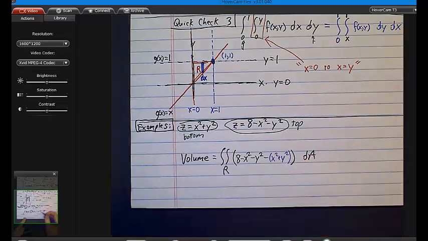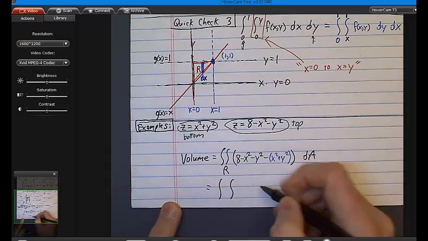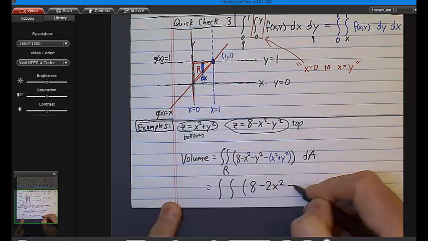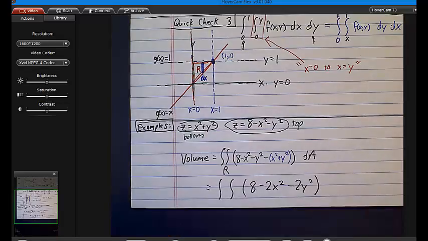So that's not too bad, right? What we're going to be integrating here is 8 minus 2x squared minus 2y squared. Now, I guess the next question is, do I want to do dx dy? Do I want to do dy dx? Another question would be, do I want to use symmetry? And the answer is, yes, please, use symmetry.